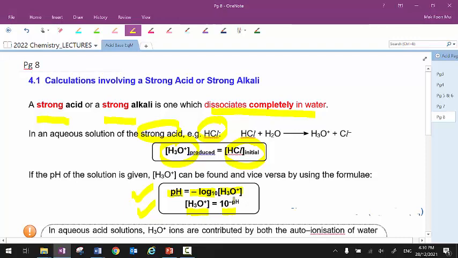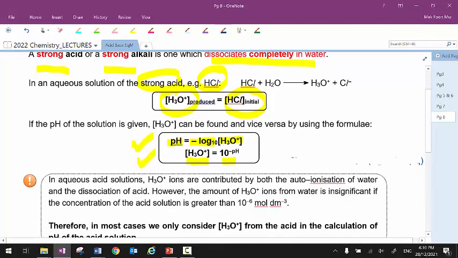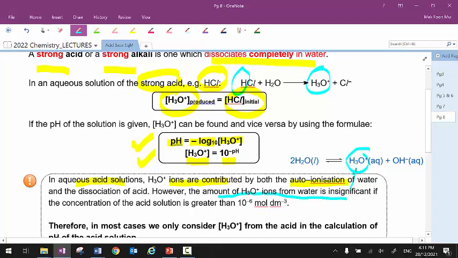Now, let's consider something here first before we continue. In aqueous acid solutions, hydrogen ions are contributed both by the acid and by the auto-ionization of water. If you recall, in auto-ionization, water is partially dissociated to H plus as well as hydroxide. So in an acid solution, there will be H plus ions from the acid itself, for example hydrochloric acid, and also H plus ions from water. However, the amount of H plus ions from water is really insignificant, because it's only reversible, only partially dissociated.